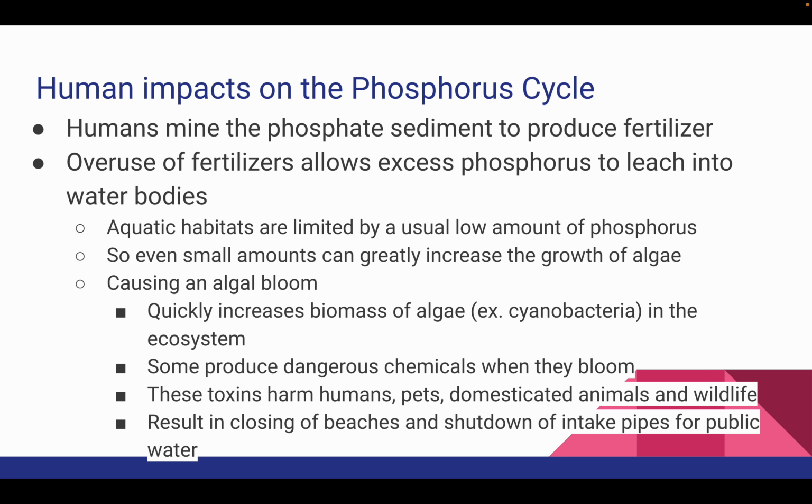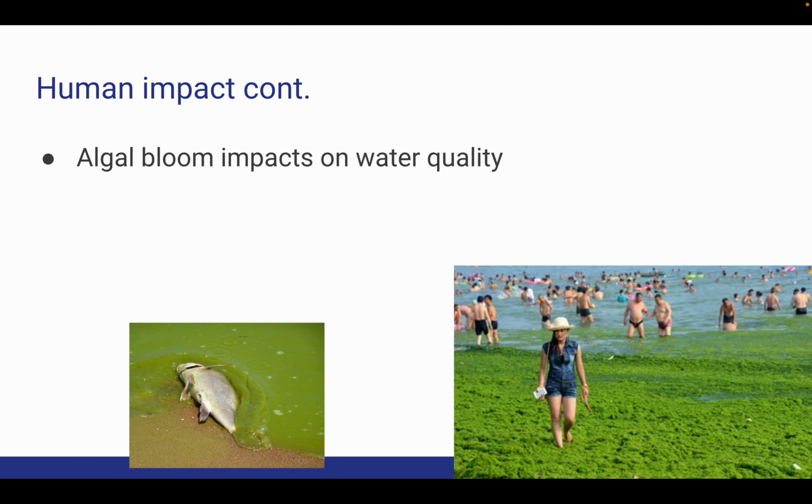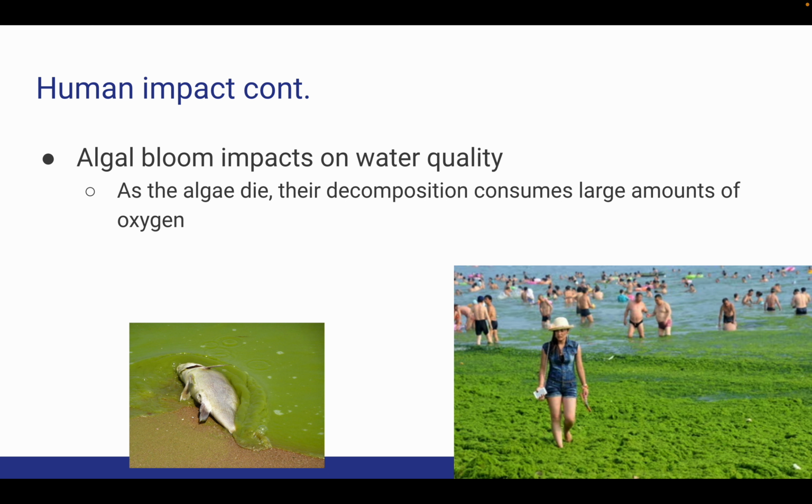Results in terms of impacting humans, results in closing of beaches and shutdowns of intake pipes for public water. So it could cut the public off from their access to water. Now, algal blooms have a huge impact on water quality. As the algae die, their decomposition consumes large amounts of oxygen.